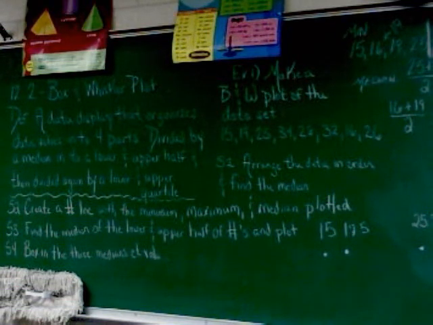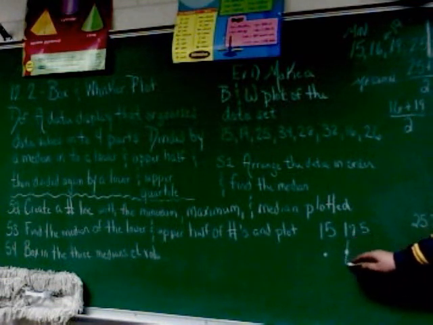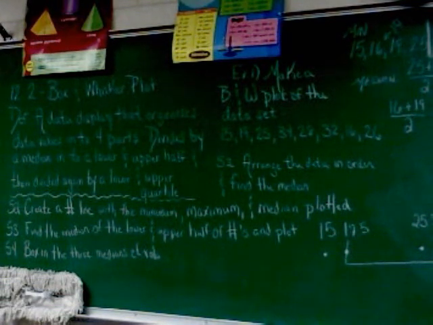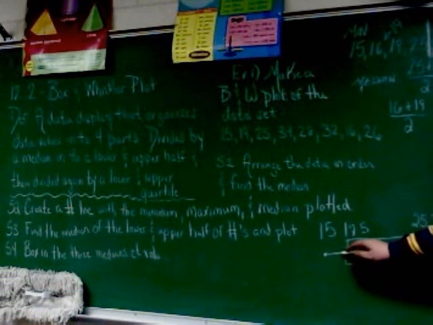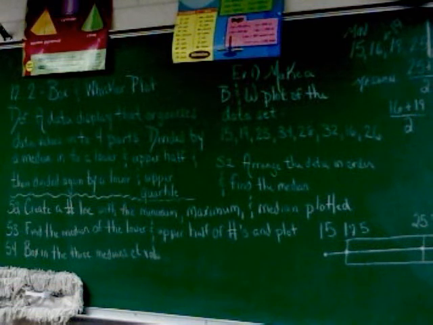We're almost done. The last step says to box in the medians. Box in the three medians. Now, the three medians again are these middle numbers here that we plotted. And a line across. And there's your box and whisker plot.